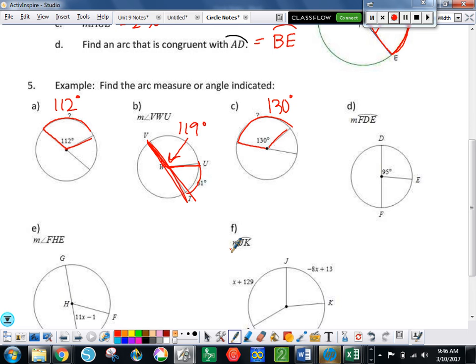Arc FDE. So F. One giant mistake is you're used to going straight from F to D. Make sure that you remember this is an arc. So a mistake would be going straight there and then going around. That's confusing. So F, D, E. How would you do this one? Raise your hand if you have an idea.